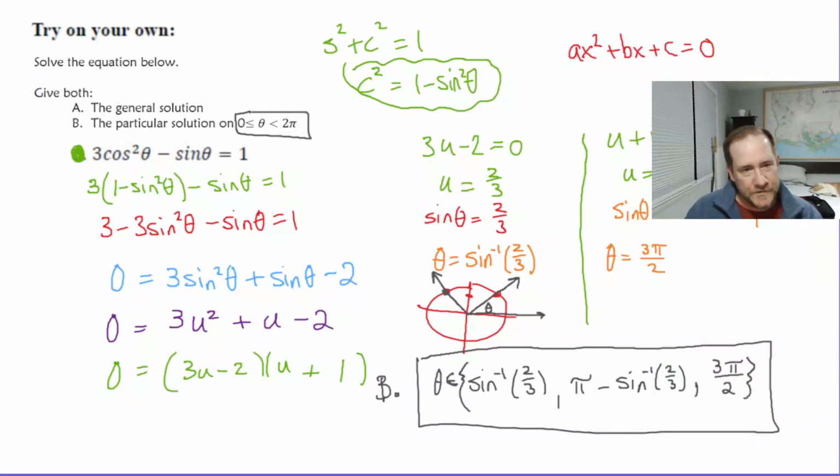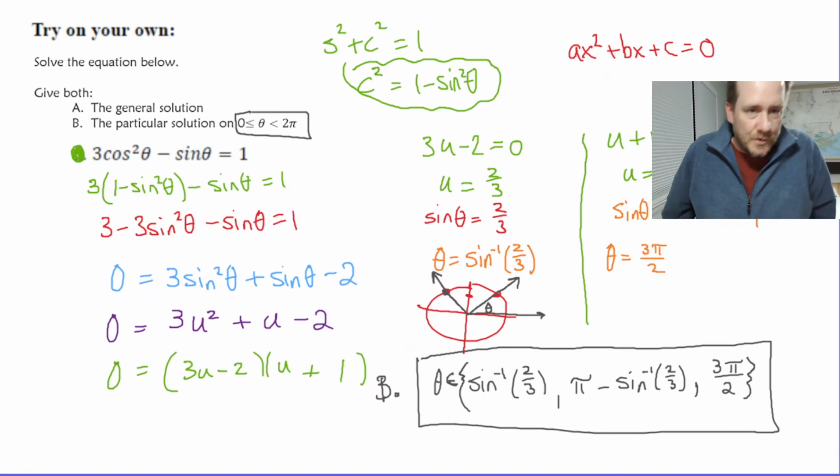Okay, there you go. Those are the answers. Inverse sine of 2/3, pi minus inverse sine of 2/3, and 3 pi over 2. So that's a little different, but hopefully you can handle it.